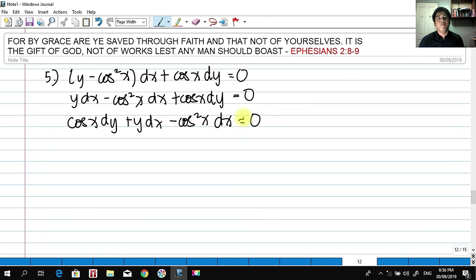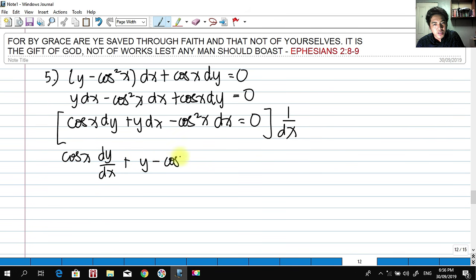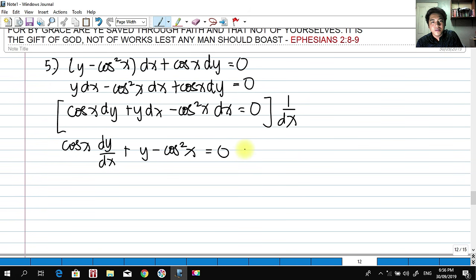Now, I can rewrite this as cosine of x dy + y dx − cosine squared x dx = 0. Now, if this is a linear DE, what will happen? If I multiply the whole equation by 1 over dx, such that I eliminate dx here, we have cosine of x dy/dx + y − cosine squared of x = 0. As you can see, we have dy/dx here. So it means this is linear in y.